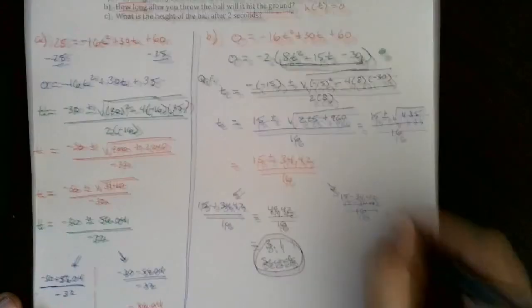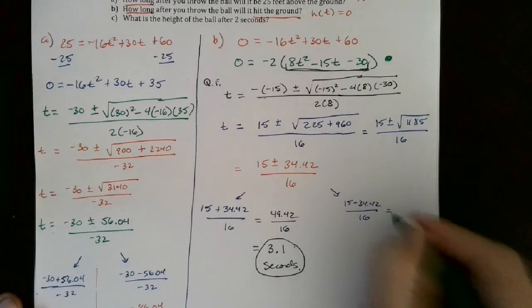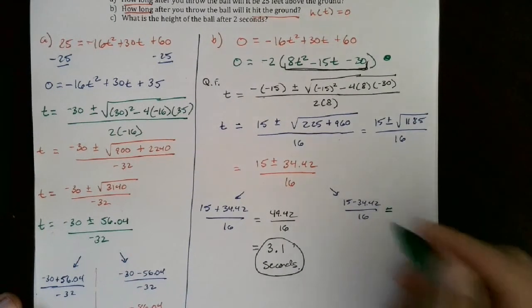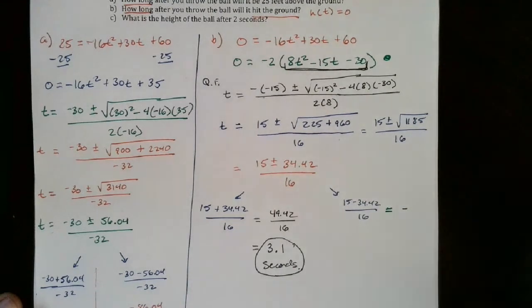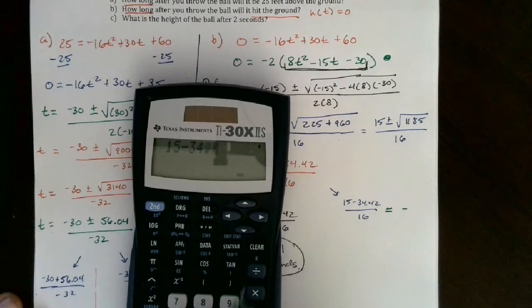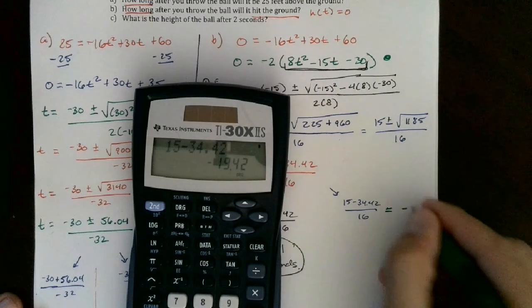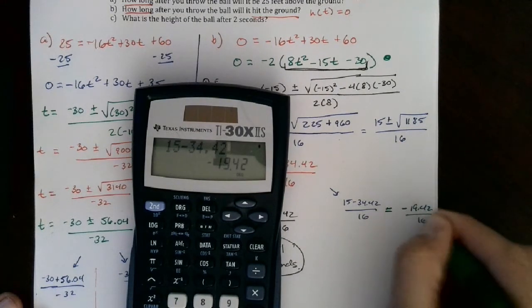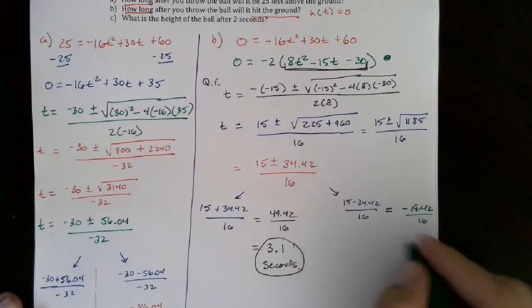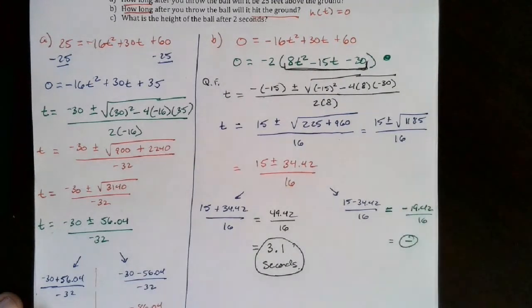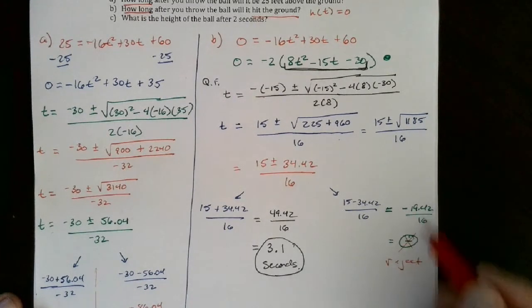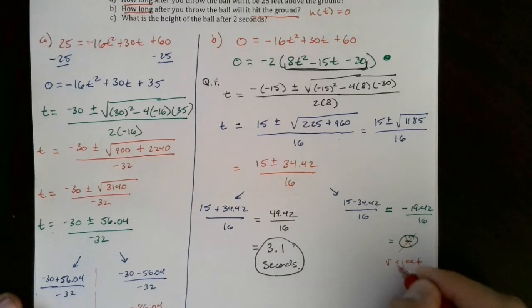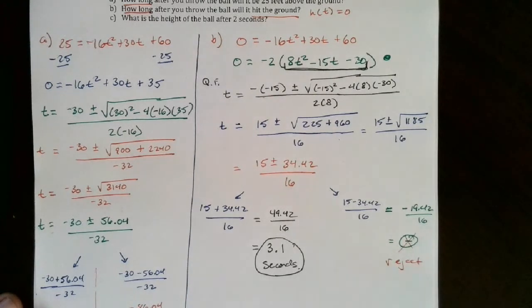Over here, don't automatically think that you reject it. Make sure you actually at least do a calculation to determine that. 15 minus 34.42, it's going to be negative. That's the first thing you should notice. If you do it, 15 minus 34.42, you probably can see it. We got negative 19.42 over 16. A negative over a positive, again, this is going to be a negative value. If it's negative, remember, you can reject it. So I don't even care what the number comes out to, because I know I don't have negative time. That doesn't make sense. So after 3.1 seconds, the ball would hit the ground.